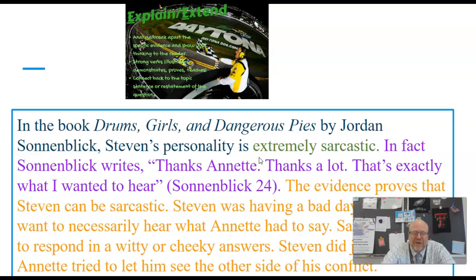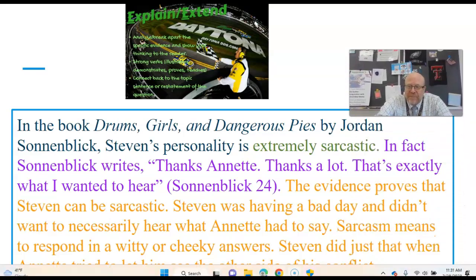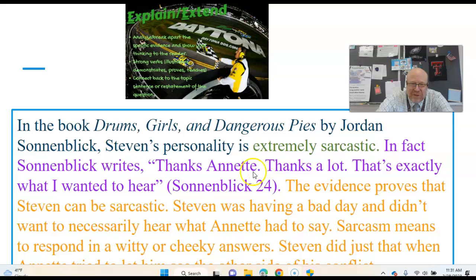How does the evidence prove the answer is right? So in this case, the evidence proves that Stephen can be sarcastic. Stephen was having a bad day and didn't want to necessarily hear what Annette had to say. Sarcasm means responding in a witty, cheeky way. Stephen did just that when Annette tried to help him out a bit to avoid his conflict.